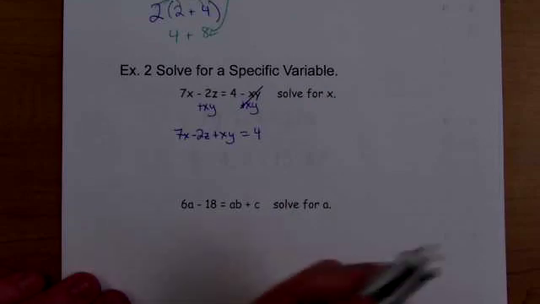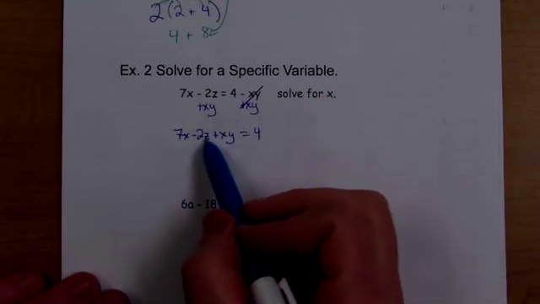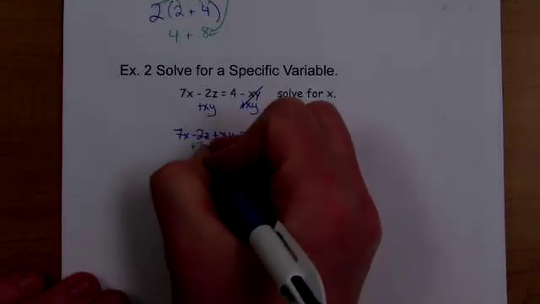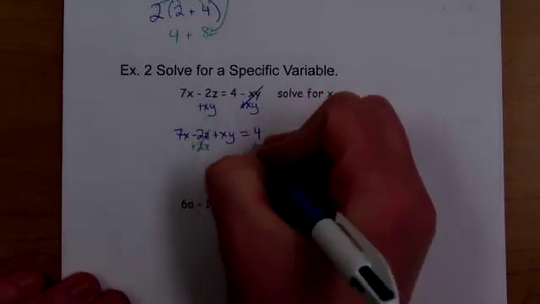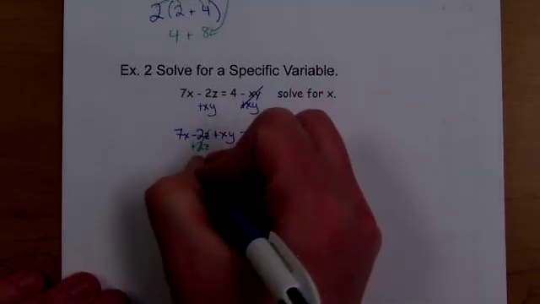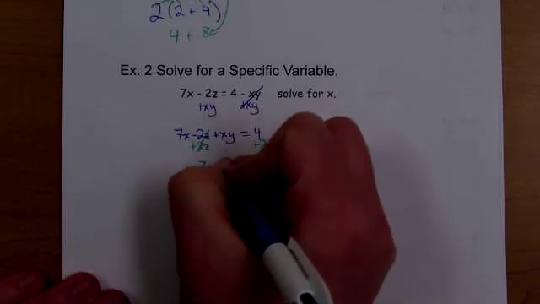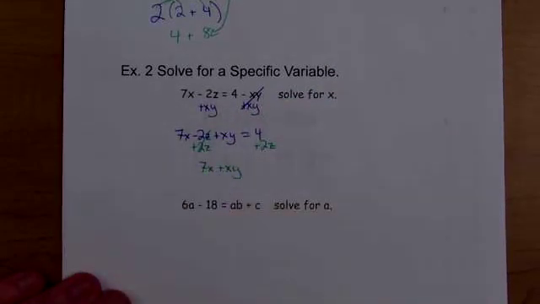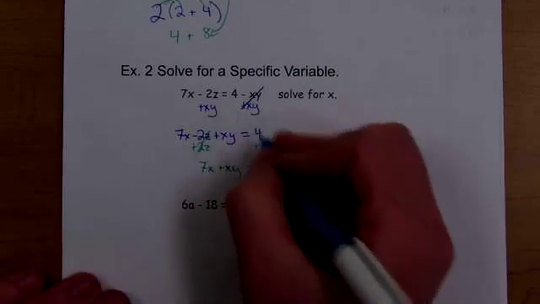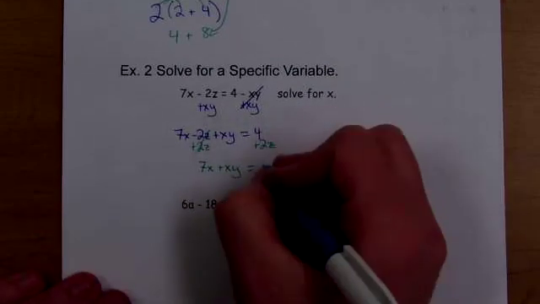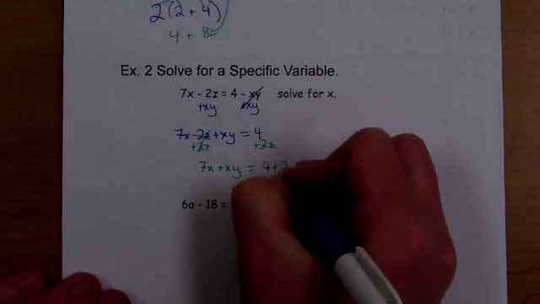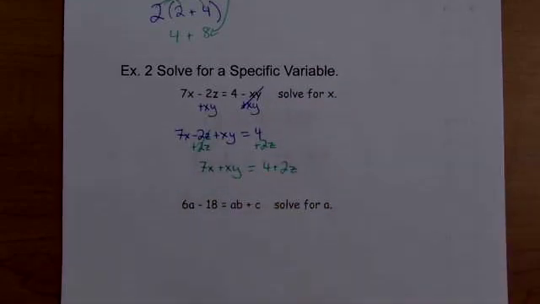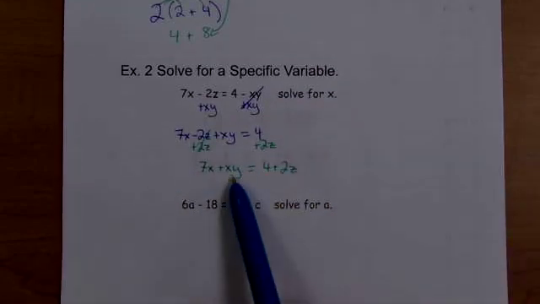Now, this doesn't have an x in it, so I want to move it. Add 2z, add 2z. So 7x plus xy, again, these can't combine together. This has a y, this doesn't, equals, these can't combine together because this 4 doesn't have a z, so we have 4 plus 2z. Well, I still need to solve for x.